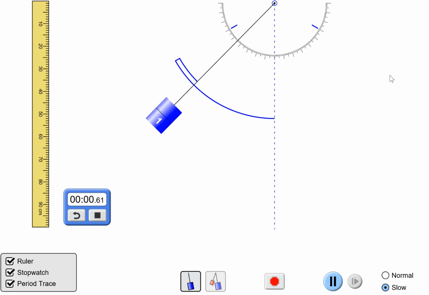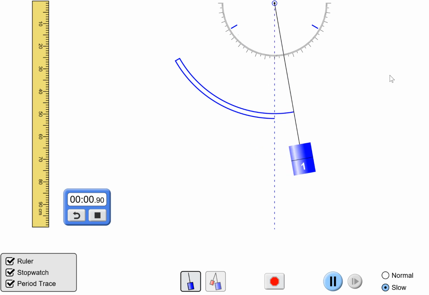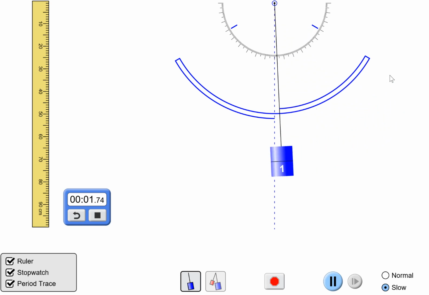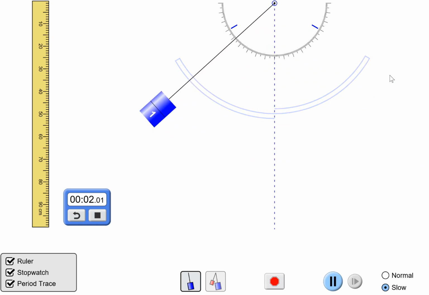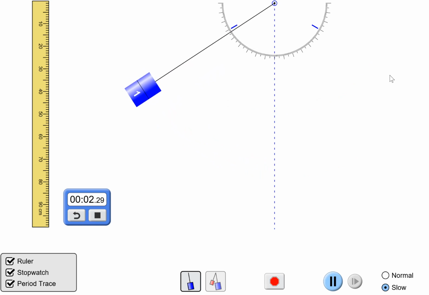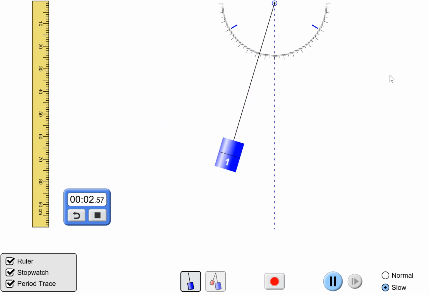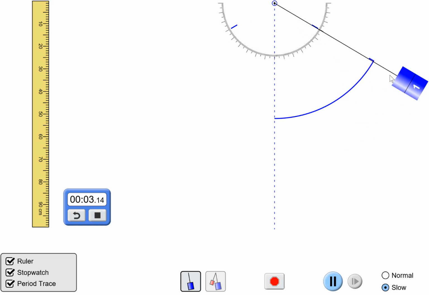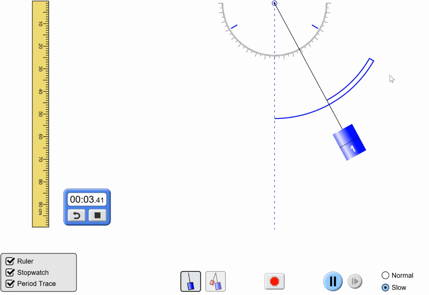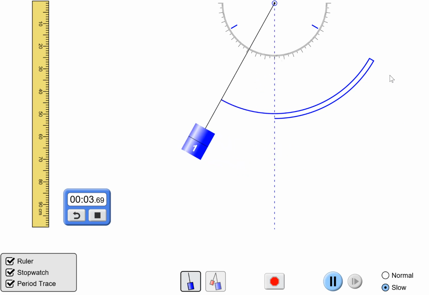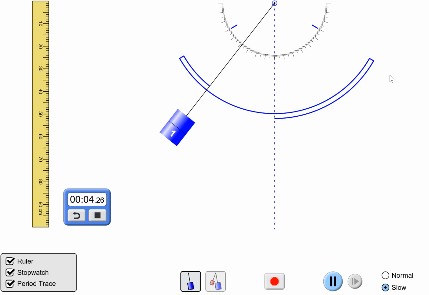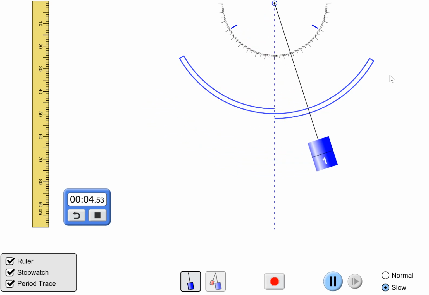Now when I say one oscillation, it means one oscillation got completed. This completes one oscillation. So one, two. So the second oscillation got completed. Now don't look at the blue lines, they'll misguide you. That was only for the first time. So two are completed.